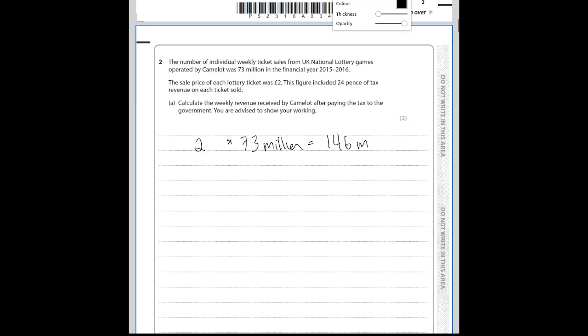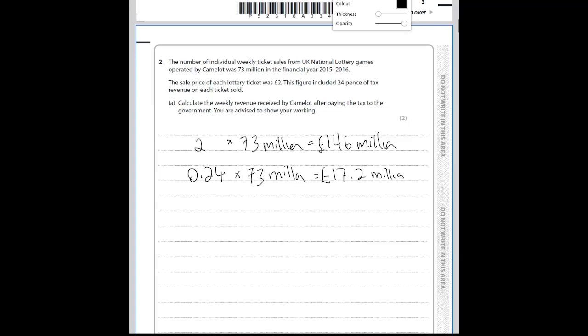Okay, so we could get an idea of the total overall revenue by calculating the price of each ticket times the number of tickets sold. And that's going to give us 146 million pounds, right? So this is going to be total revenue. And you'll notice I've not factored the tax in yet. So I'm going to want to do that now. So 0.24 times 73 million is going to be 17.2 million.